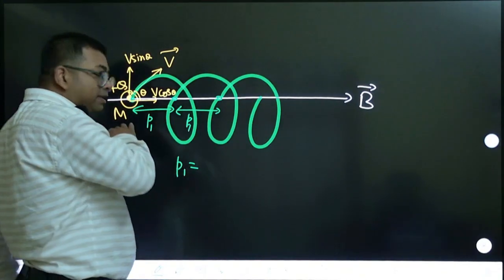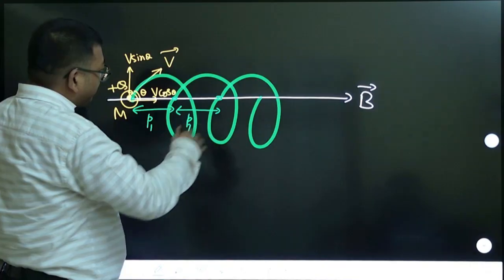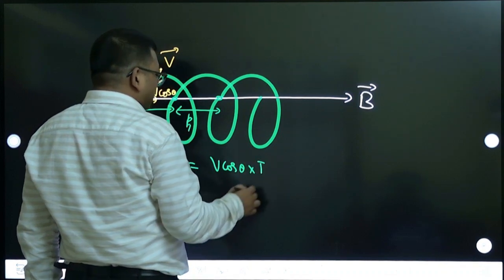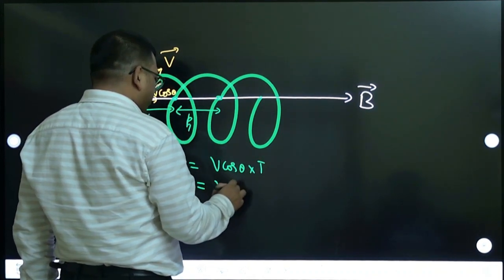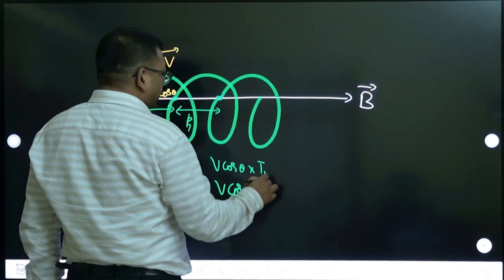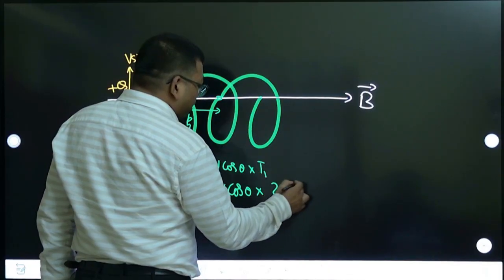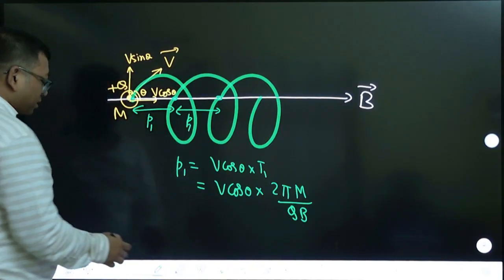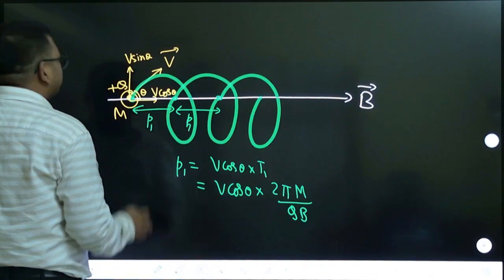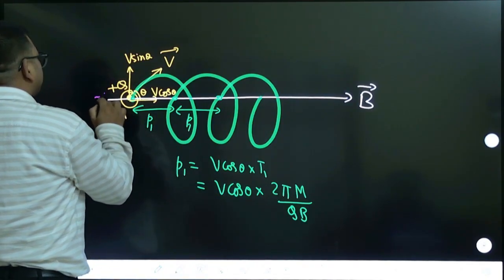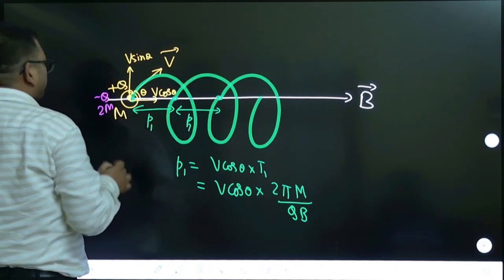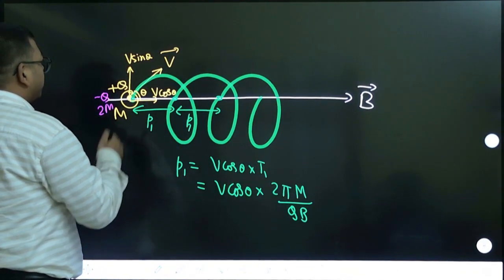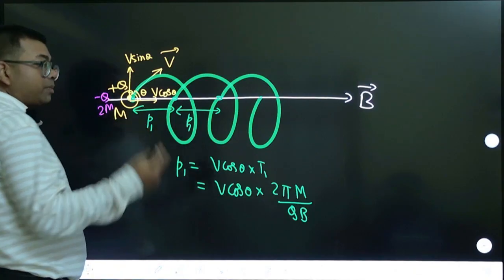The pitch formula is the time period for one circle multiplied by this speed. So v cos theta into time period. The time period is going to be different. Why? Because the time period formula is 2 pi m by qB. Here the mass is m, but the second particle has charge minus q and mass 2m, and it's negative. Charge being negative means the direction of force will change. So here, which direction is the magnetic force? V cross B, you have to see the opposite.